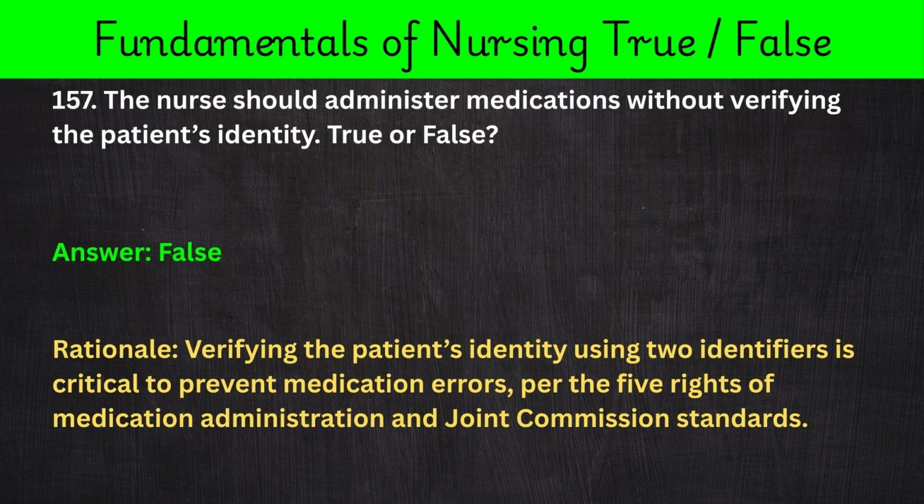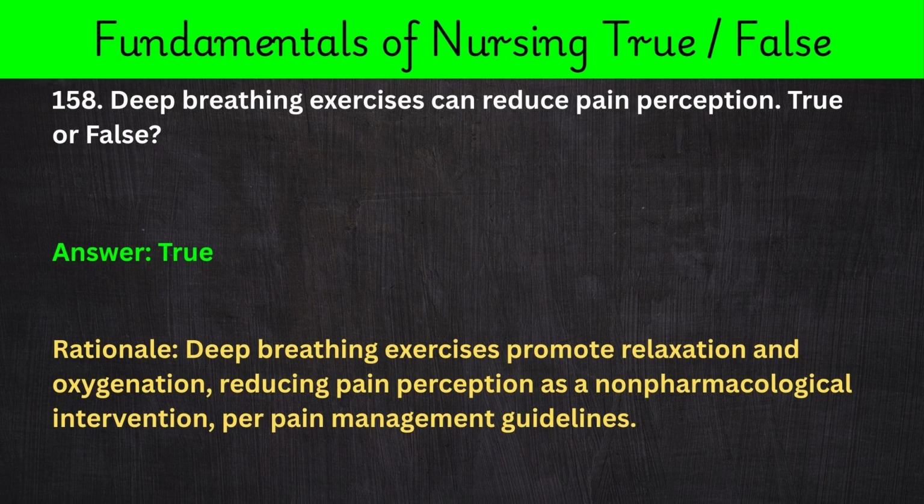True or false? Answer: false. Rationale: Verifying the patient's identity using two identifiers is critical to prevent medication errors, per the 5 rights of medication administration and Joint Commission standards. 158. Deep breathing exercises can reduce pain perception.